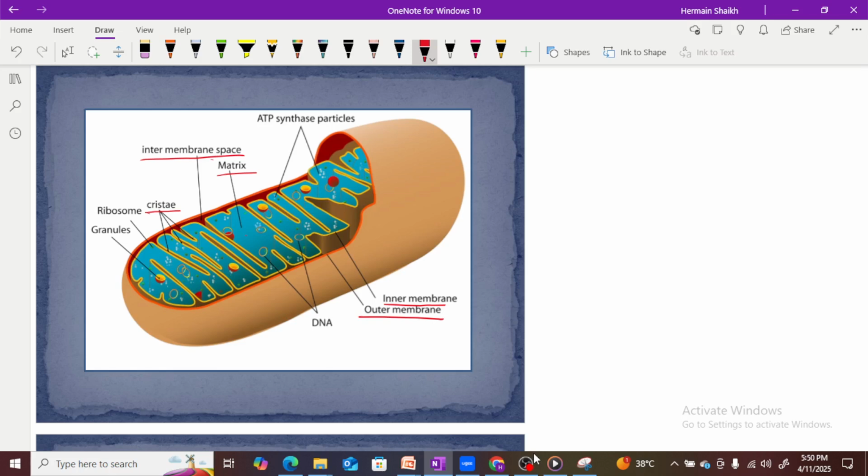Then here we can see some ribosomes, granules, and complexes present, which help in oxidative phosphorylation for synthesizing the ATP, or the energy of the cell. And here we can see the ATP synthetase particles, or simply the ATP synthase. And in this, the DNAs are also present.